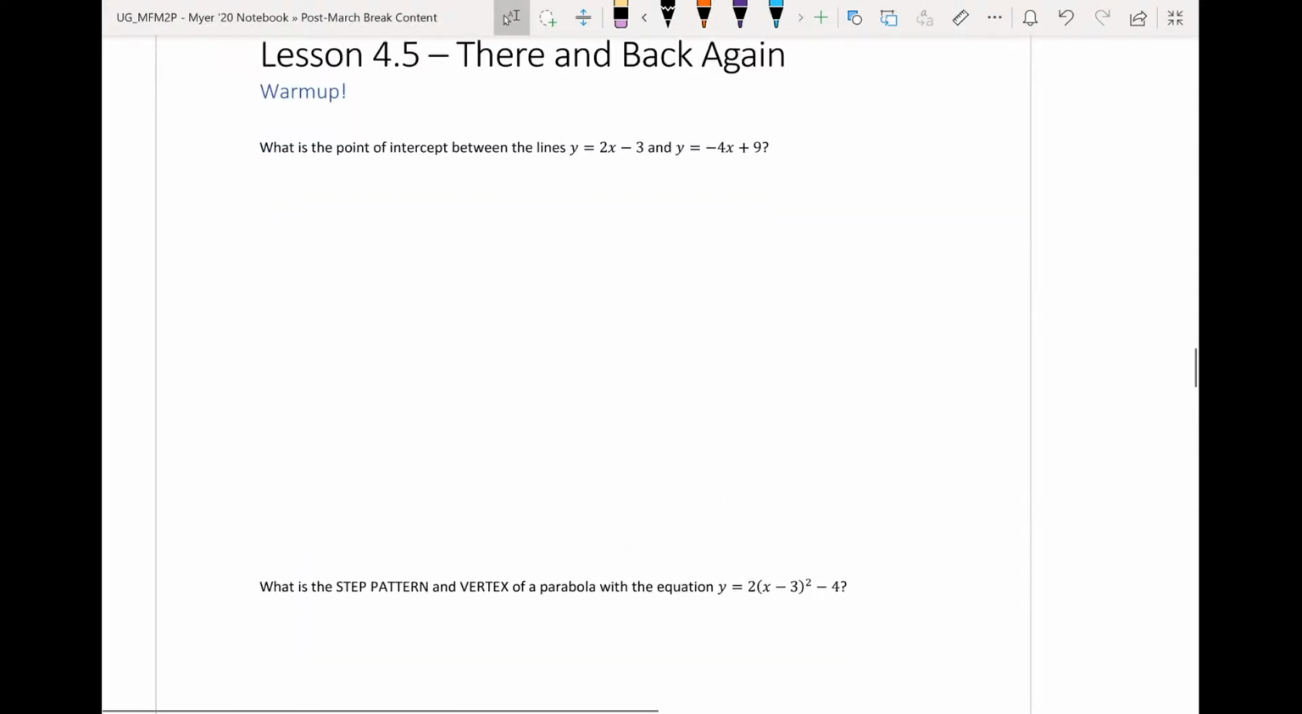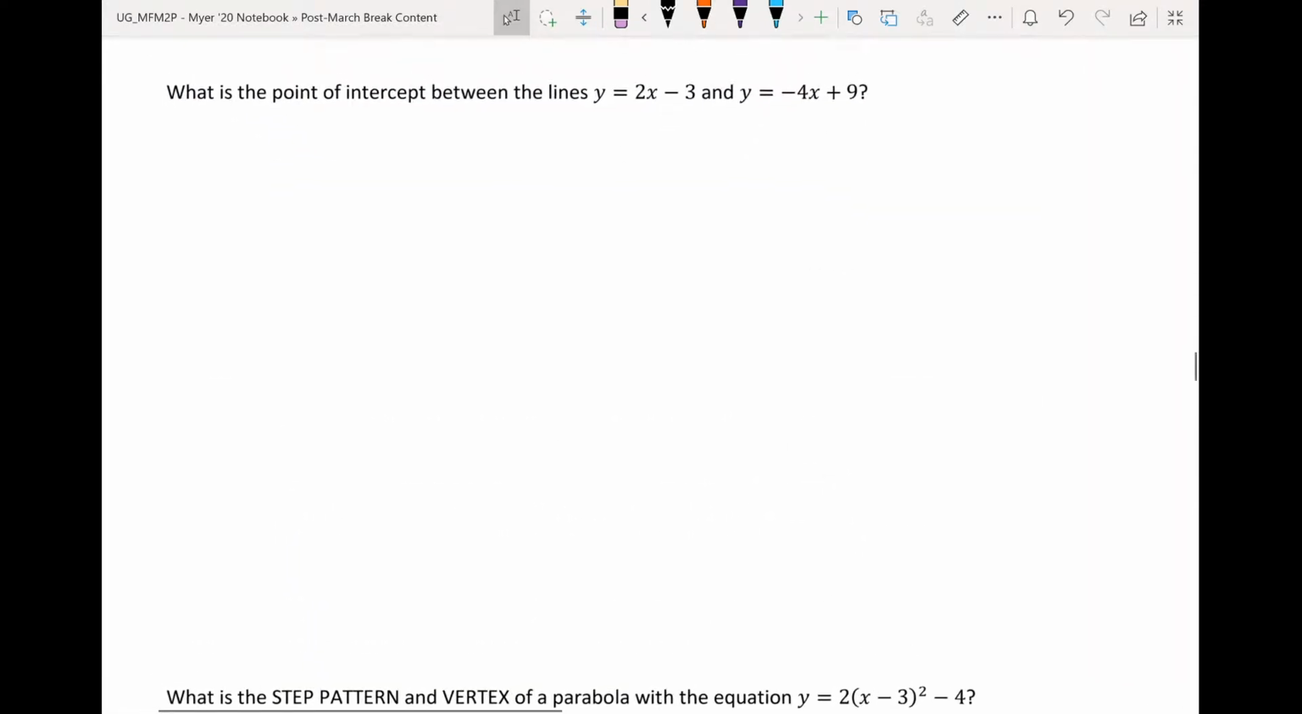Let's do a couple last examples. Point of intersection as a reminder. So this is on the test for sure. It was one of the lessons we did: point of intersection. So we use something called substitution, right? So we let y be equal to y.